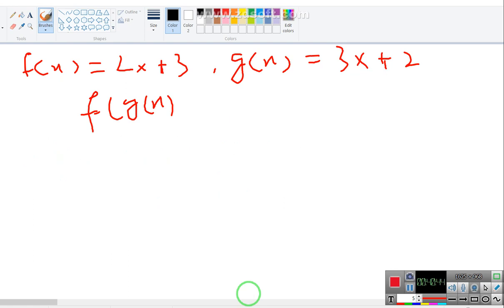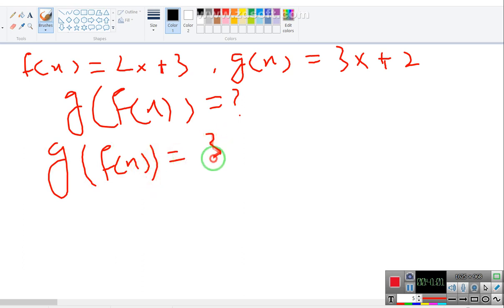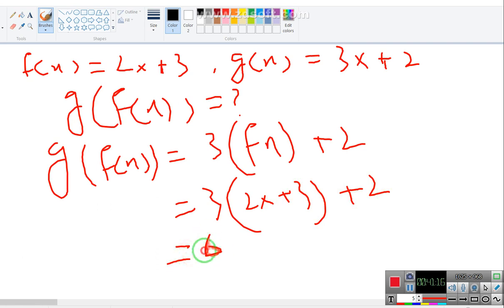So you can also simplify this as g of f of x. Where you have x in g, you write f of x. So this is your 3 times f of x plus 2, so simply 3 times (2x plus 3) plus 2. Multiply out: 6x plus 9 plus 2, so 6x plus 11. So this is your g of f of x.